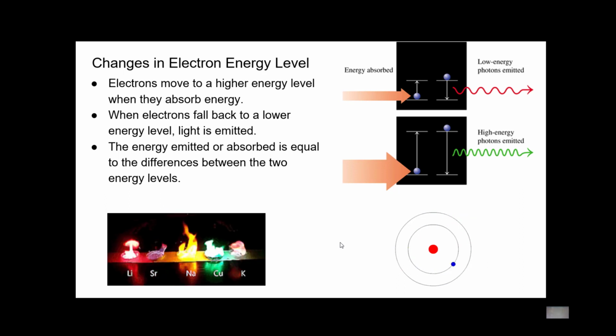So when it moves up, it's also now going to have to lose that energy. It's not going to stay on that upper level. I talk fast, and I tend to mess myself up. It's not going to stay at that upper level because it's not stable.